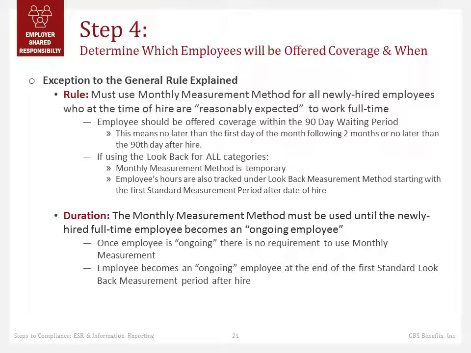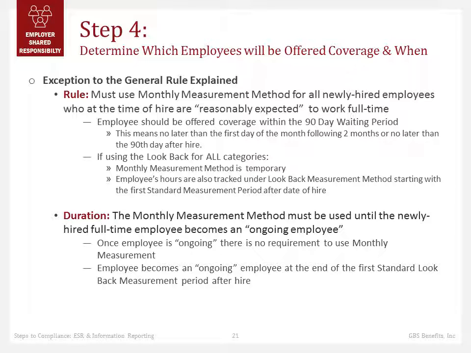So in order to comply with both the employer shared responsibility rules and the 90-day waiting period, you are going to need to offer to these employees coverage no later than the first day of the month following 2 months, or no later than the 90th day after hire. So we have some employers who have a shorter waiting period within this rule, and you can do that. Obviously, you can be more generous. So you could offer coverage the first day of the month following 1 month, or the first day of the month after hire, or the first day you begin working. It can be any of that. It just can't be more than that.